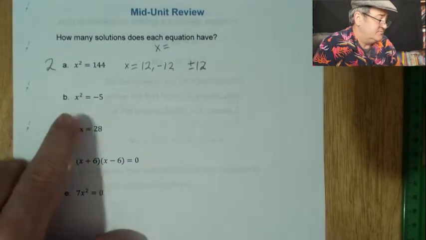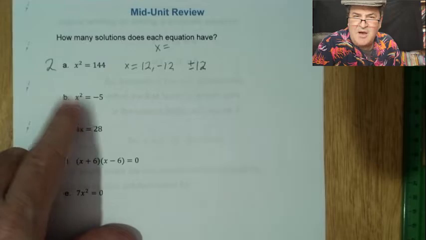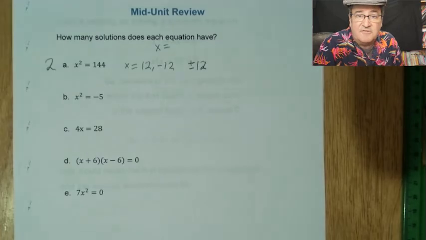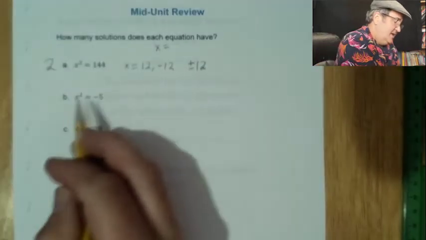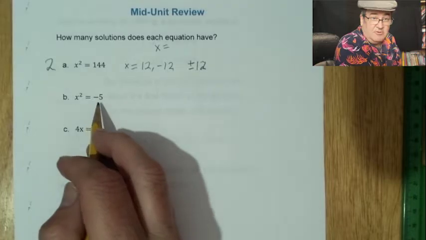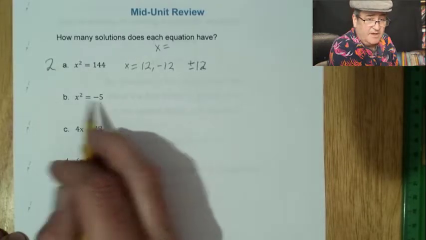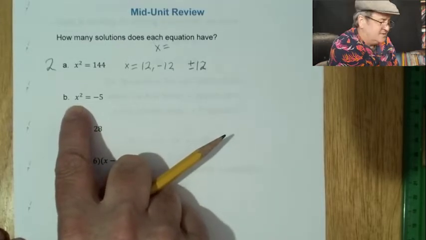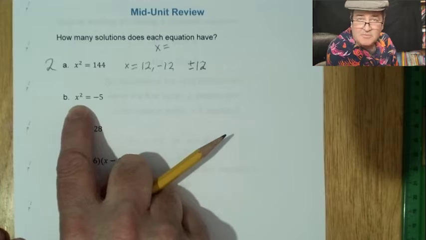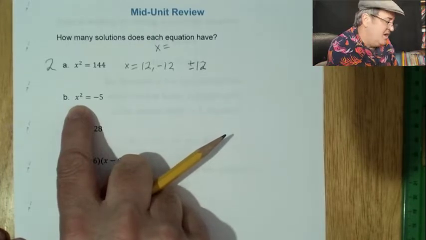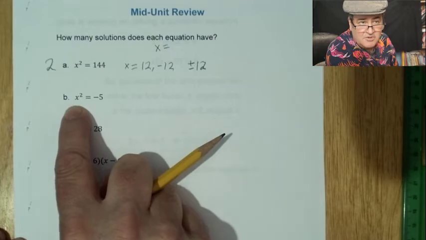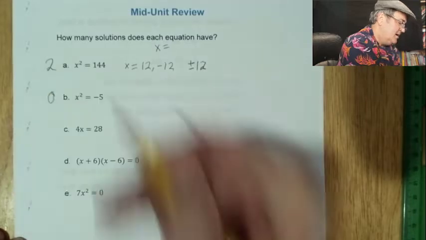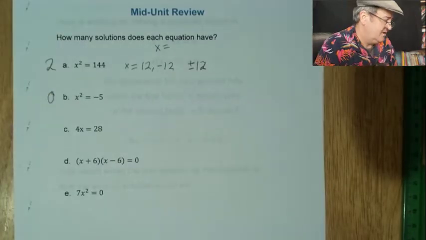Okay, let's look at this next one. How many solutions does this have? How many things can we multiply by itself, x squared, and equal negative 5? Well, the square root of 5 times the square root of 5 is positive 5. If we have a positive number and multiply it by itself, it's going to be positive. If we have a negative number and multiply it by itself, a negative times a negative is a positive. There is not a number you can square and get a negative result. There are no solutions. This does not exist for us. We say there are no solutions there in Algebra 1.